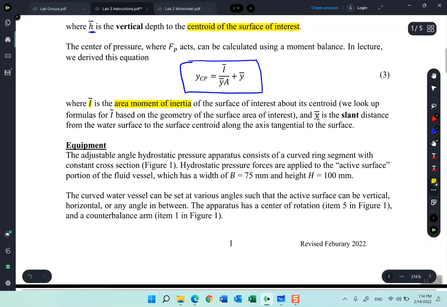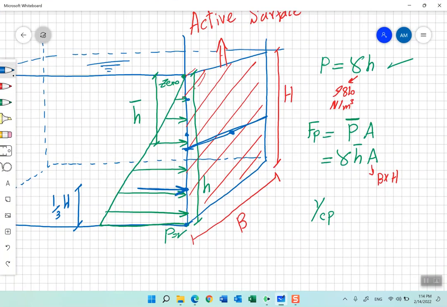We have Y bar, which is the slant distance. And of course, you have the area. So I is something related to the section. If it is a rectangular section, you will get the moment of inertia of this section. If it is circular, if it is triangular, it depends on the section you are working with. So someone might ask, can we work with any other shape than a rectangular section?